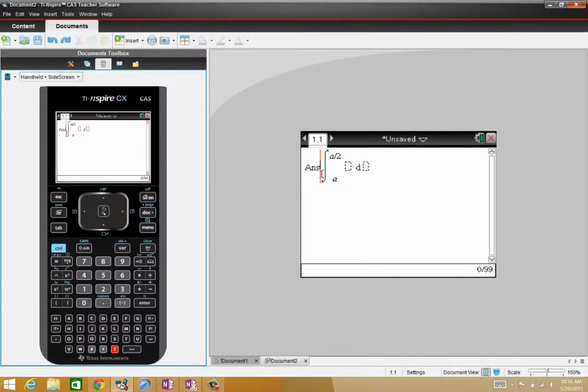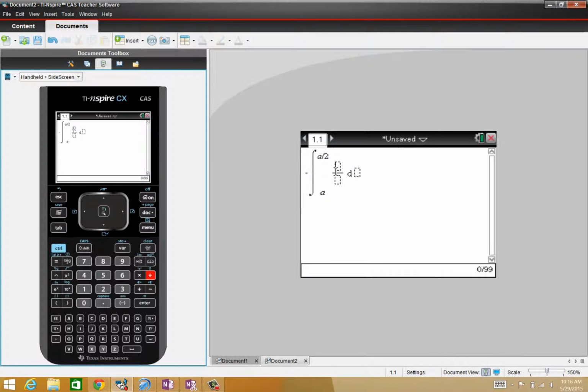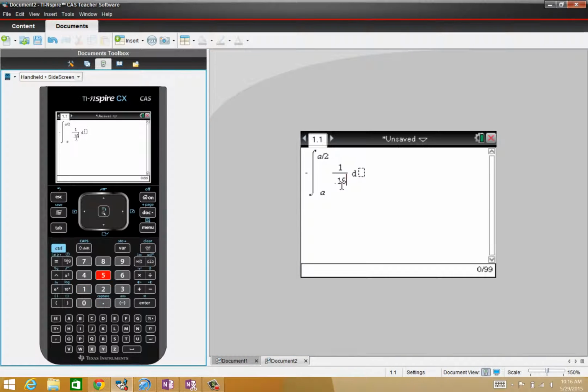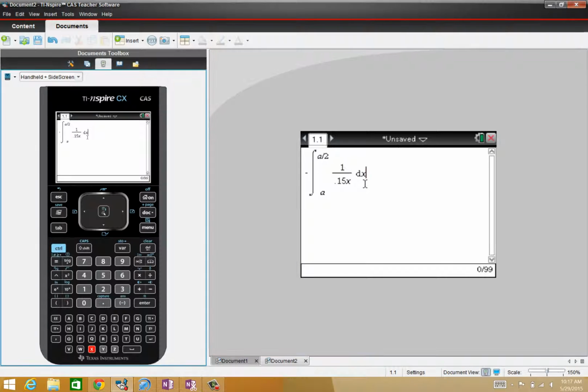Okay. Now, what we're going to do is we're going to put that negative there. And then I'm going to get my fractions button. And of course, it's easy for you guys to do this on your CAS. And then I'm going to go 1 over 0.15x. And that is an x.